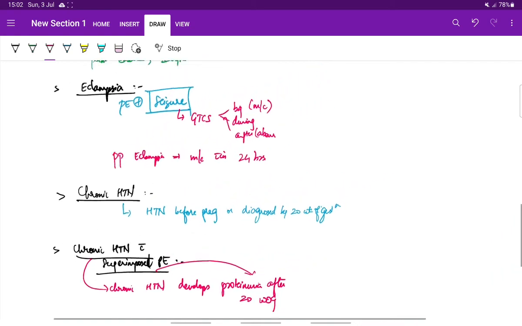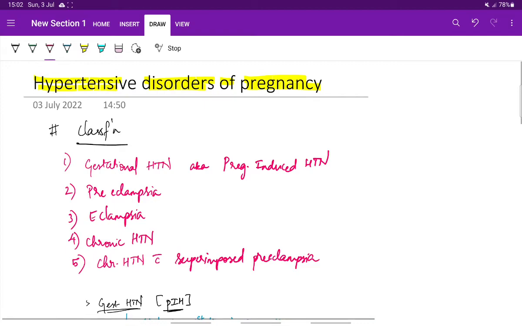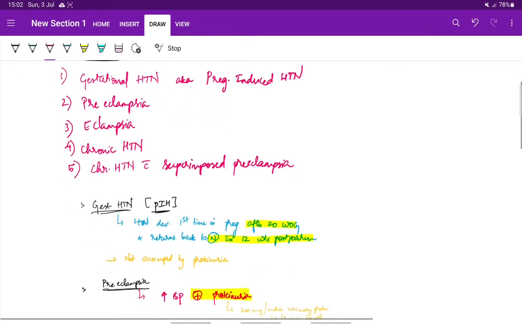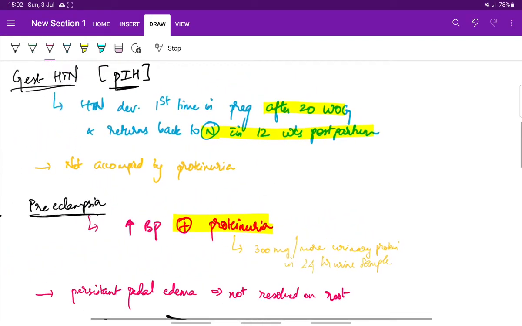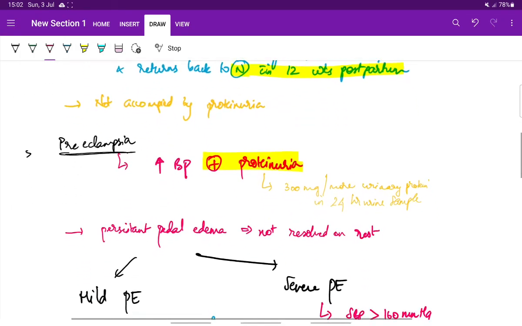So this is an overall introduction about the hypertensive disorders of pregnancy, which are classified into 5: gestational hypertension, also called as pregnancy induced hypertension. Second is preeclampsia. Third is eclampsia. Fourth is chronic hypertension. Fifth, chronic hypertension with superimposed preeclampsia. Then a quick recap. Gestational hypertension is when the hypertension develops first time in pregnancy after 20 weeks of gestation and it returns back to normal within 12 weeks postpartum, and there is no proteinuria.